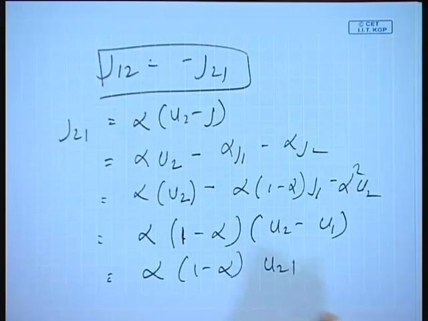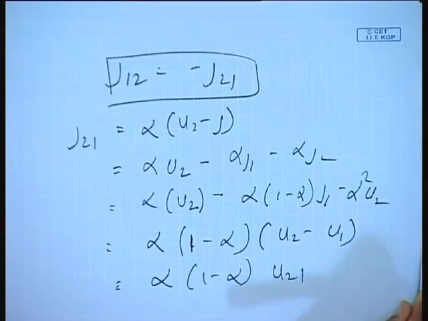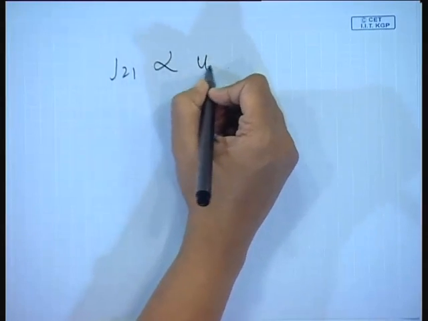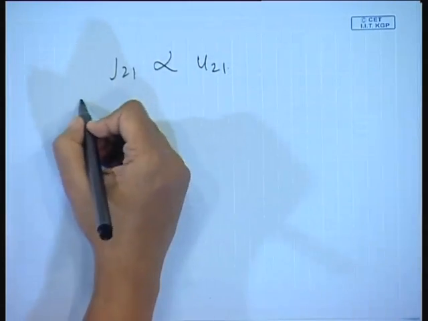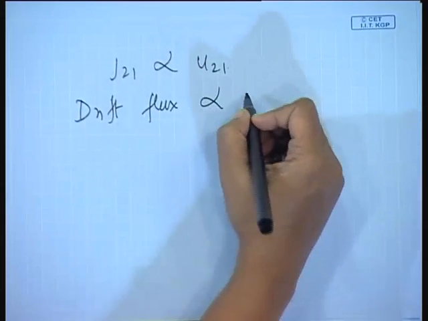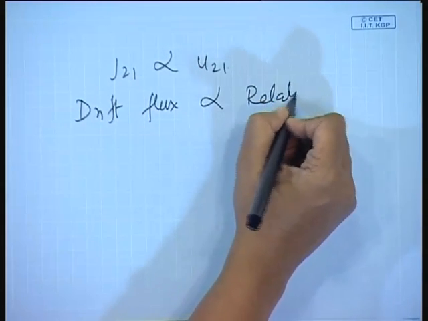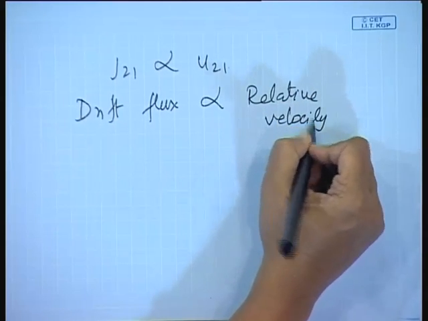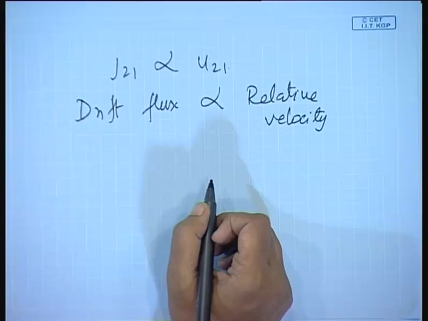Understood? Where u21 is nothing but the relative velocity of phase 2 with respect to phase 1. So, from this particular expression, what do we get? We get j21 is proportional to u21, or in other words, drift flux is proportional to relative velocity for a particular system under a particular condition.